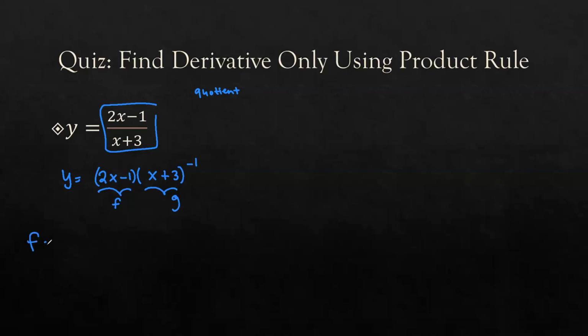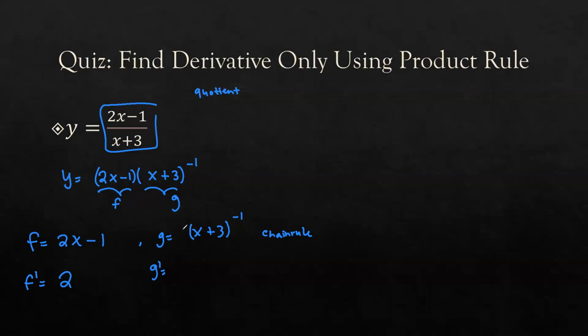Okay, so f is 2x minus 1, and f prime is just 2, right? And then g is x plus 3 to the negative 1. Now, I have not taught you this, but how do you take the derivative of this? You have to use what's called the chain rule, which will be in the other section. How do you apply the chain rule, because it's raised to the negative 1? Well, first you apply the power rule and then the chain rule, and it's really simple.